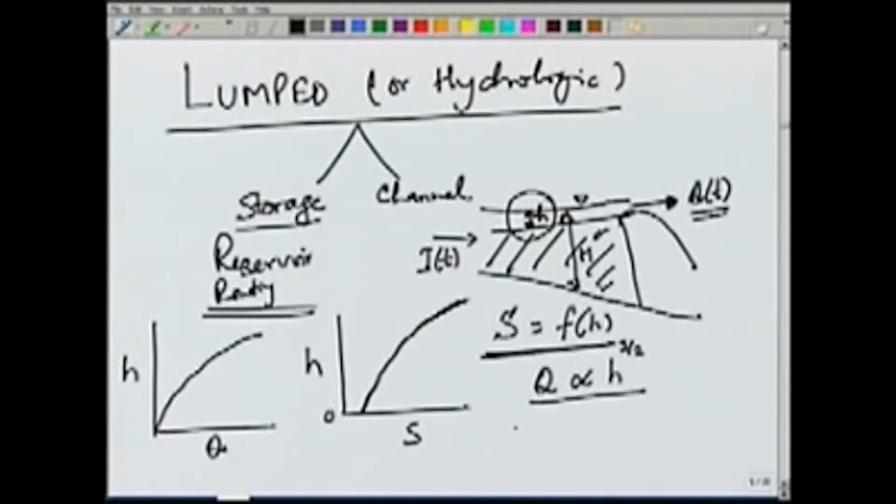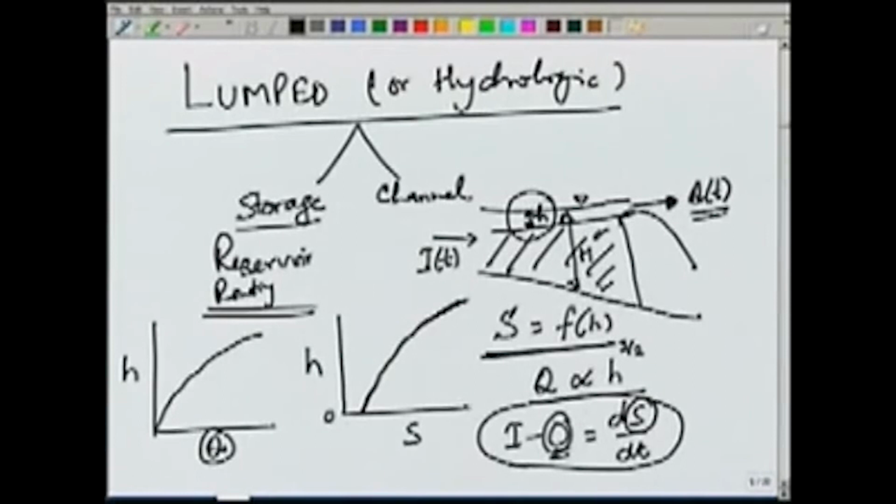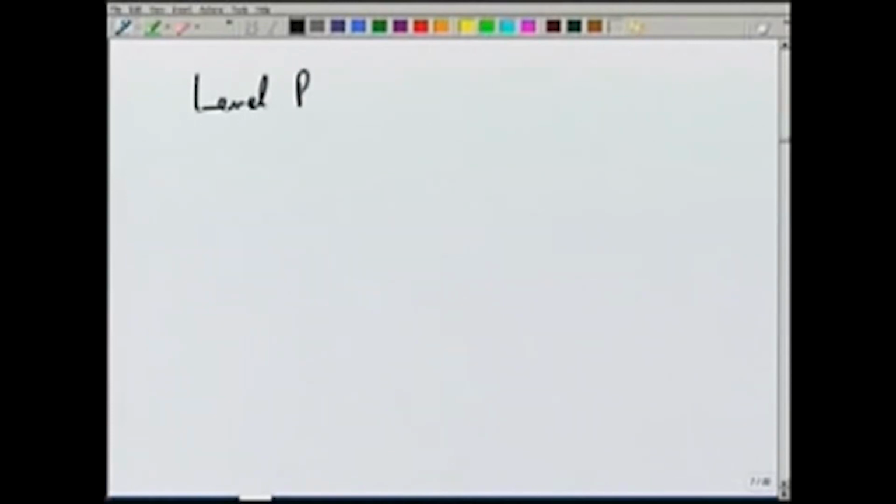So, the equation which is used for lumped routing, I minus O, inflow minus outflow equal to ds by dt. This S will also be a function of H, and O, which we have denoted by Q here, will also be a function of H. So, what we need to do is to solve this equation and see how outflow is changing with time. There are many methods of solving this. We start with a method which is known as level pool routing.